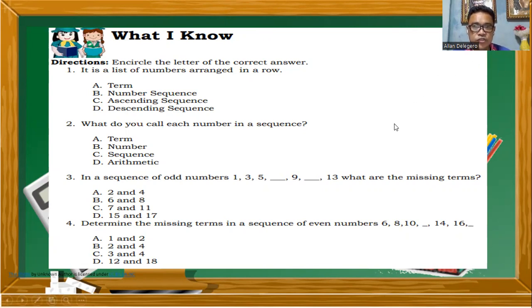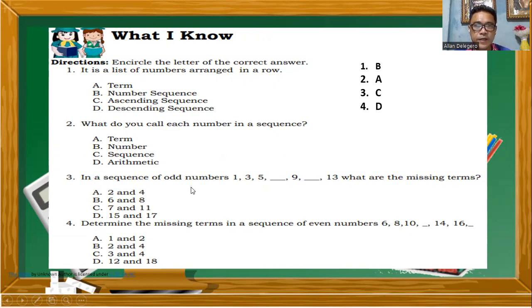Okay, let's check your answers. For number 1, it is a list of numbers arranged in a row. The answer is letter B, number sequence. 2. What do you call each number in a sequence? The answer is term.